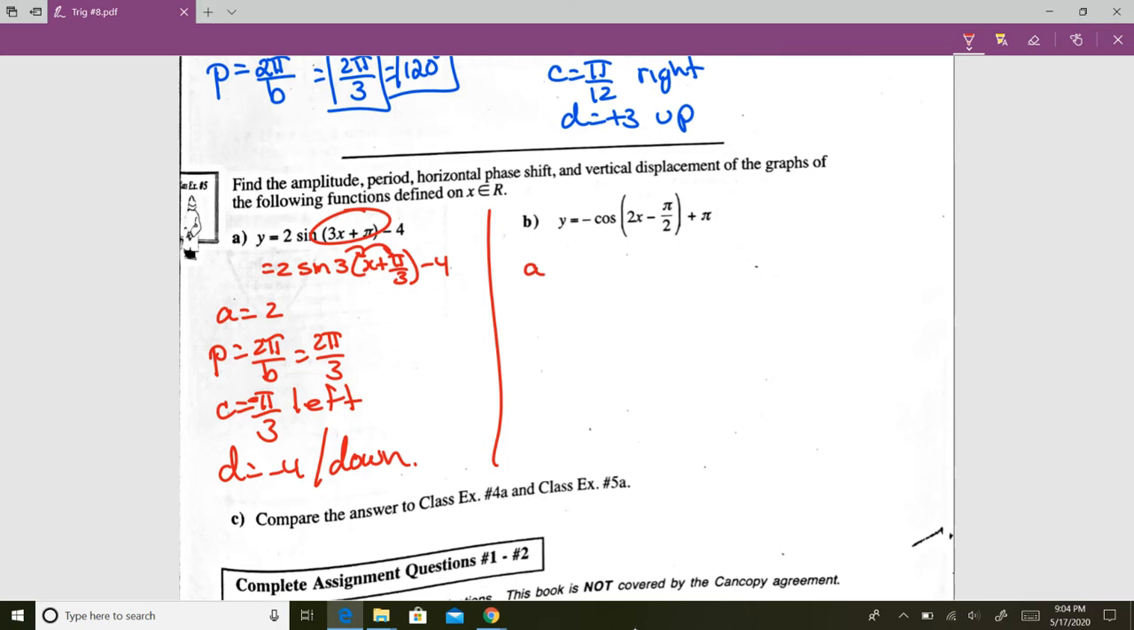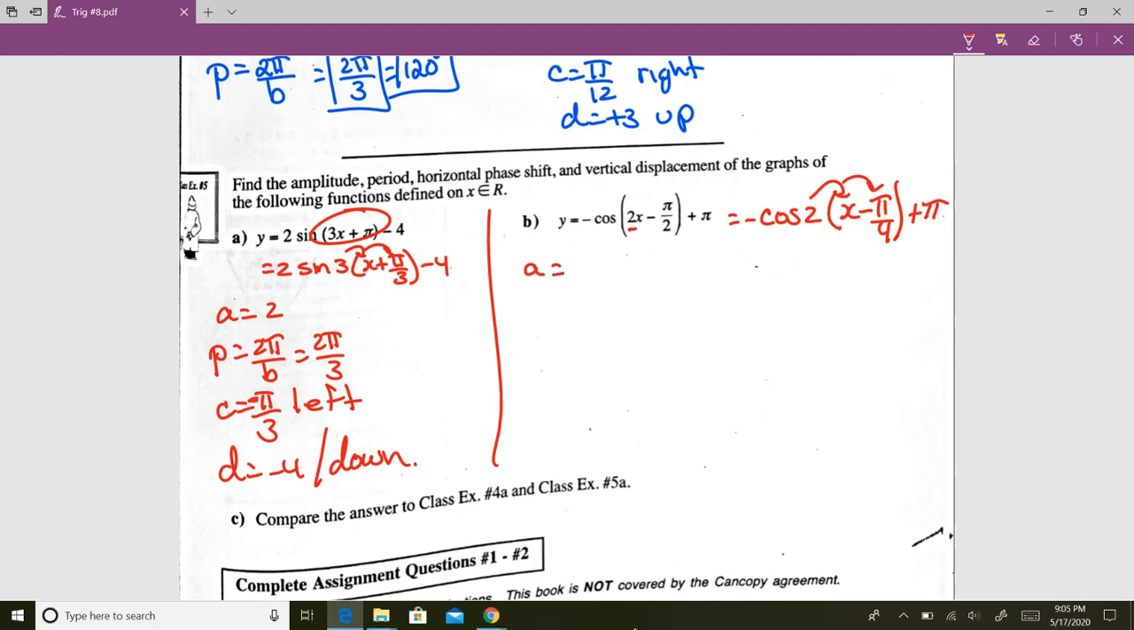This one, same thing. Factor out a 2. So we get negative 2 bracket x minus, if I pull a 2 out, I should get pi over 2, divided by 2, pi over 4, plus pi. Remember, if you want to check, dump it in.